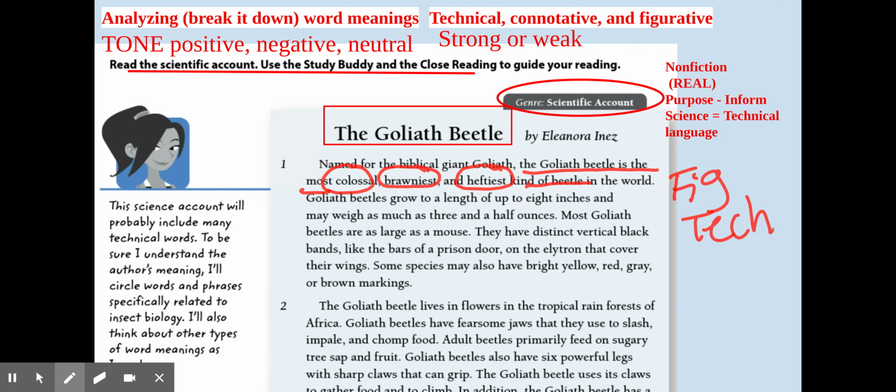Did you circle fearsome? Did you circle slash, impale, and chomp food? Not just eating, but he's going to slash, impale, and chomp it. Whoo! So then we've also got the fact that they have powerful legs with sharp claws. And he uses those claws to gather food and climb, but it still makes him seem a little bit on the scary side, even though we open with our very first sentence being technical.